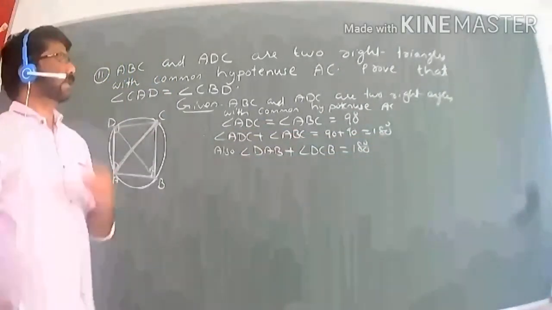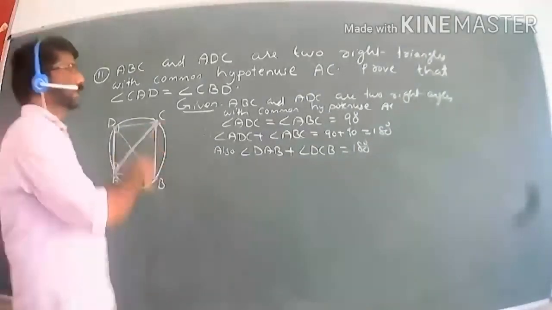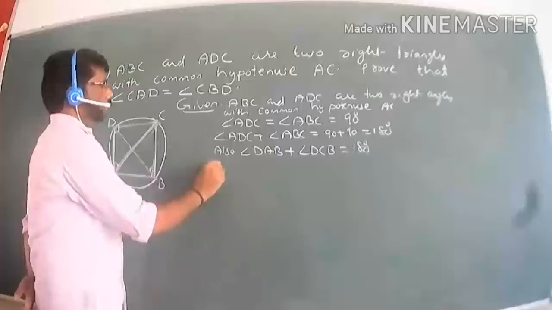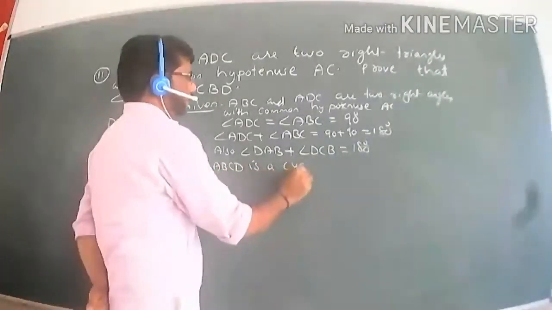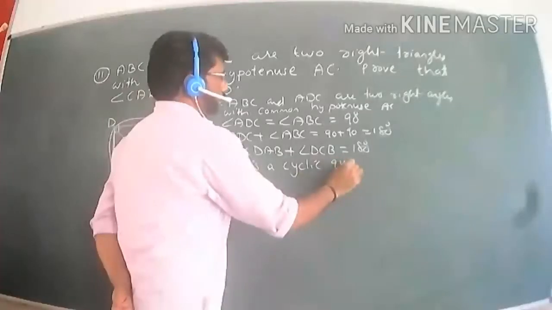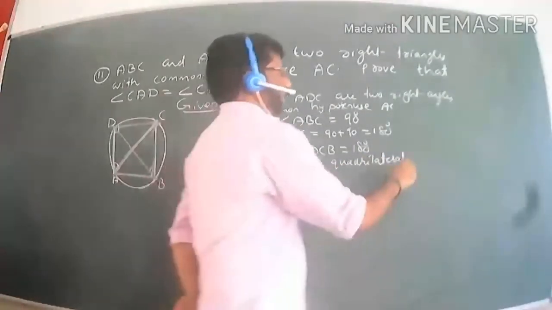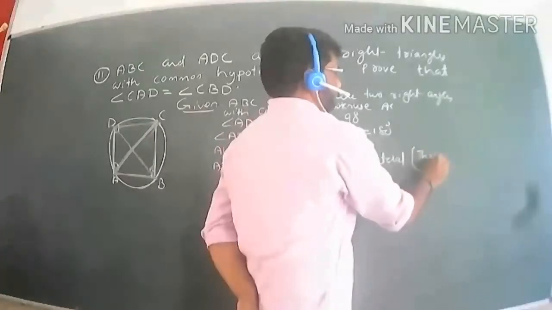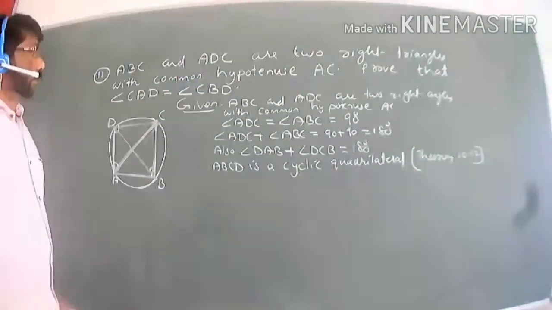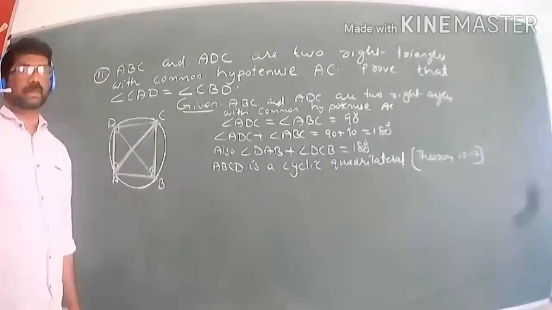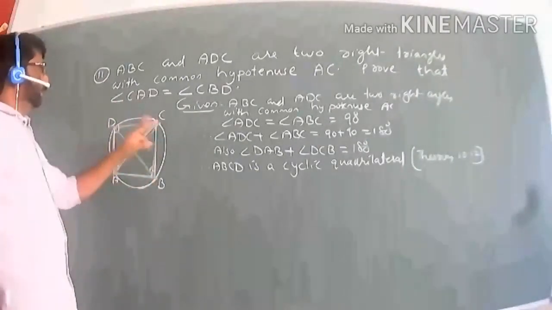So from this we can understand that if the sum of opposite angles is 180 degrees, it is a cyclic quadrilateral. Therefore ABCD is a cyclic quadrilateral. Which theorem is saying that they are cyclic quadrilateral? Theorem 12. So we have found that ABCD is a cyclic quadrilateral. We can draw a circle through A, B, C, and D.